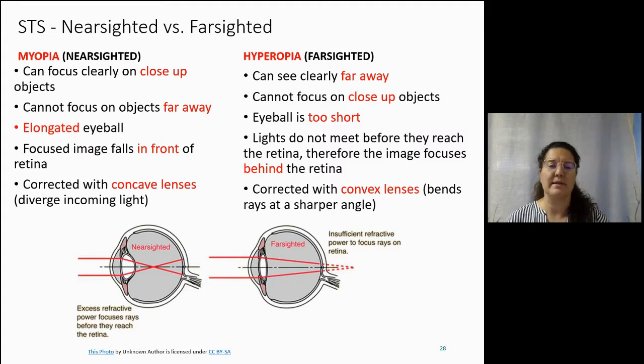Now, less common in teenagers, but more common in people who are middle-aged or older is hyperopia or farsightedness. Now, this is when people can see clearly objects that are far away but can't focus on objects that are close up. So, this can be caused because your eyeball is too short or because your lens can't flatten enough to focus light onto the retina any longer. And images will focus behind the retina, and this is corrected with convex lenses, so lenses that bulge on both sides.